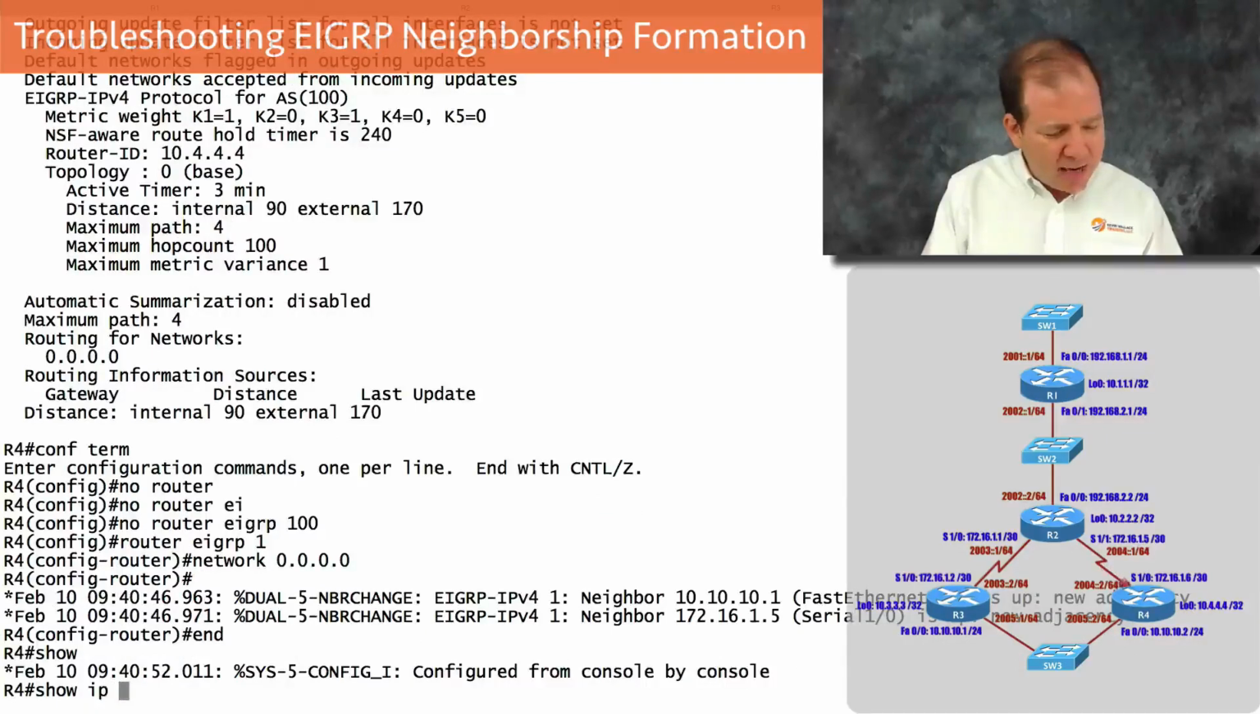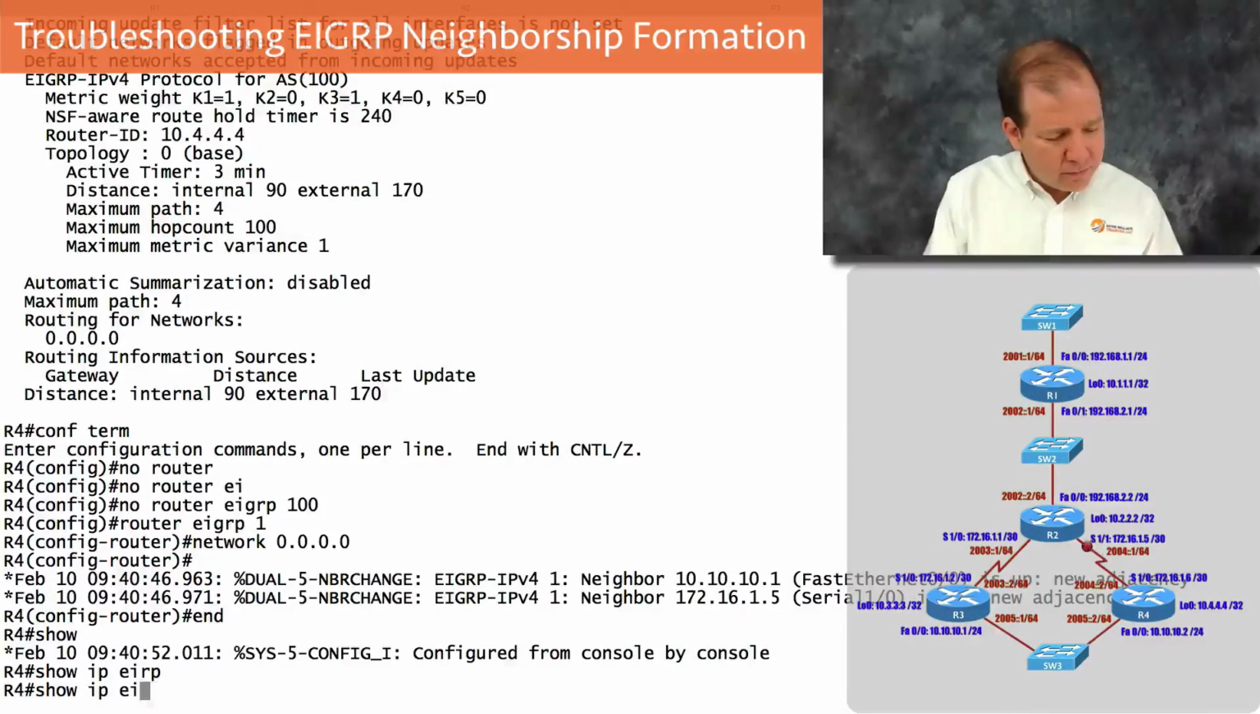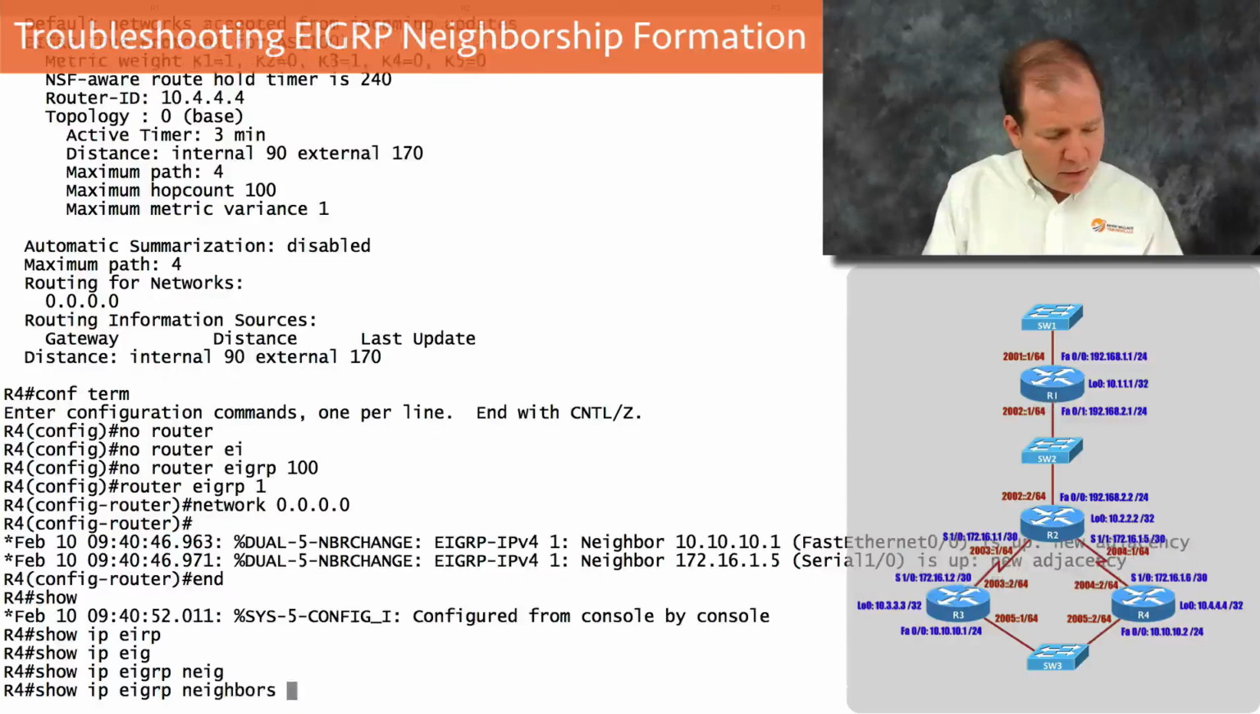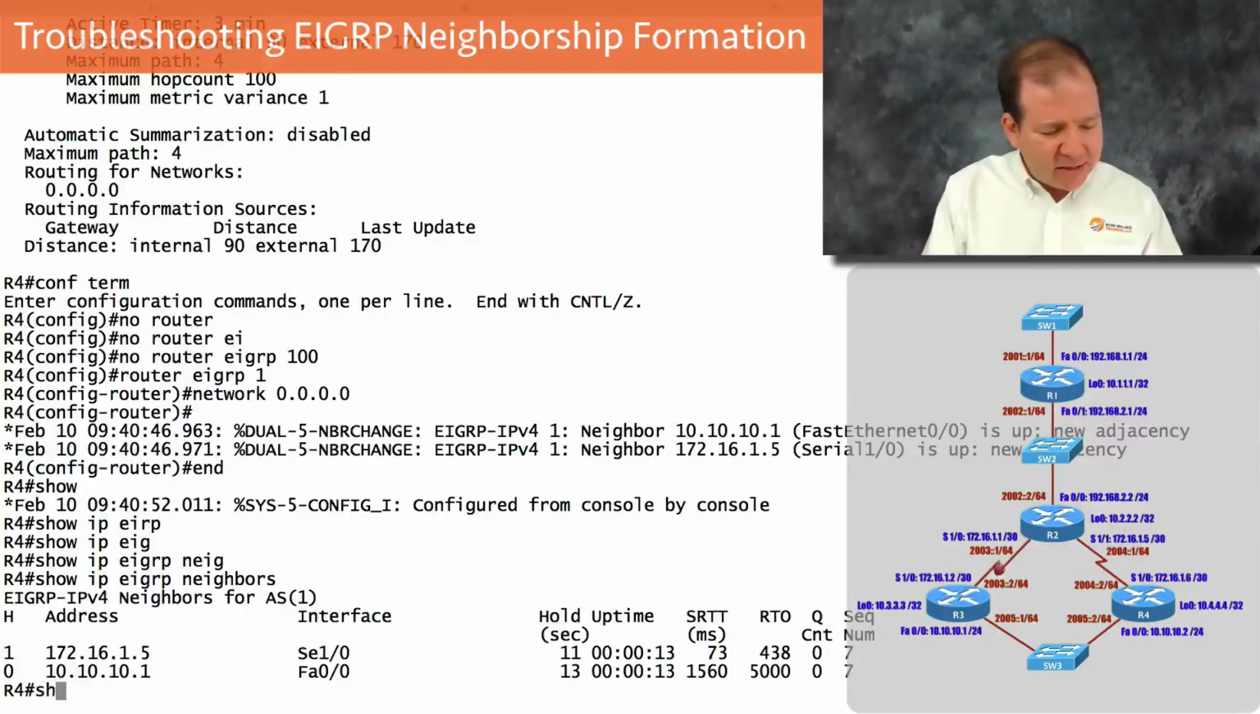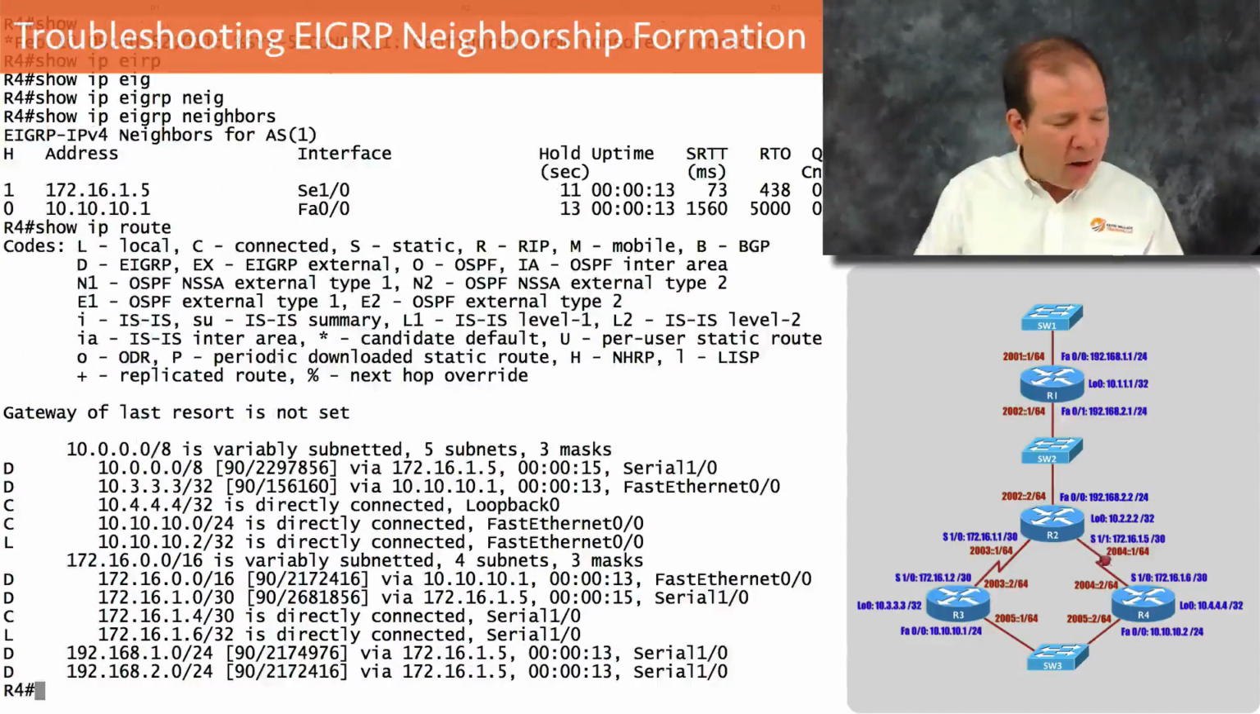Let's do a show IP EIGRP neighbors. Fantastic. Show IP route. Am I learning routes? Oh yeah, I've learned several routes. Notice the D code. I've learned several routes via EIGRP. Great news. Now that was a look at IP version 4.